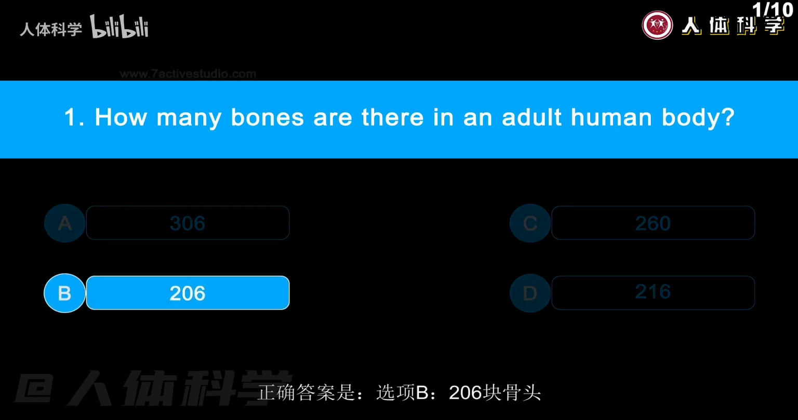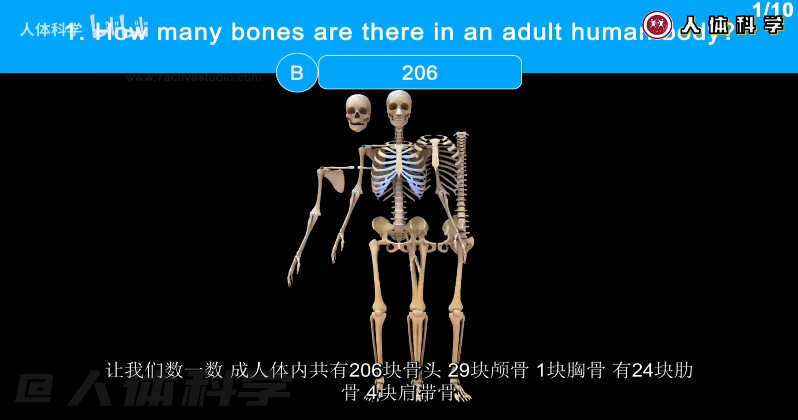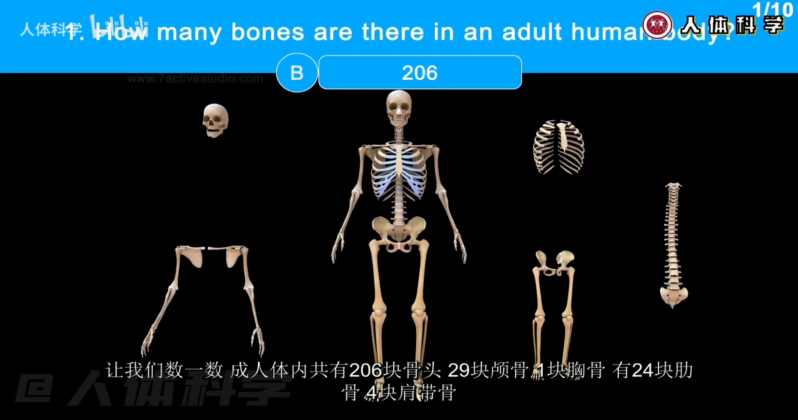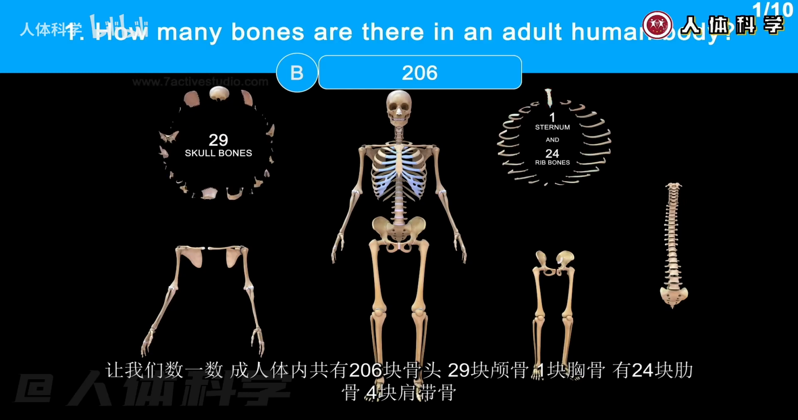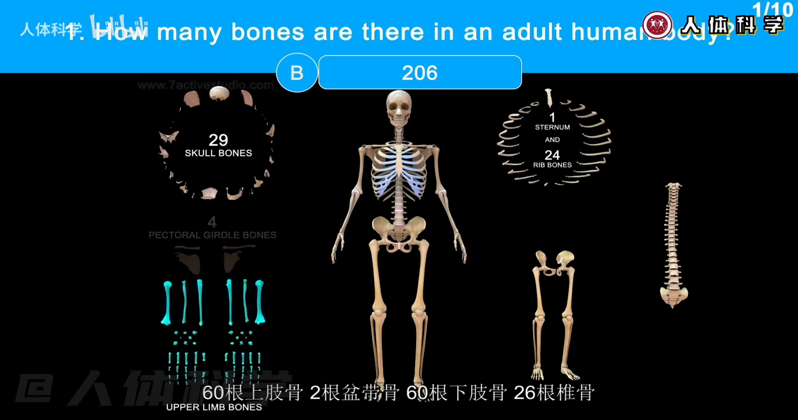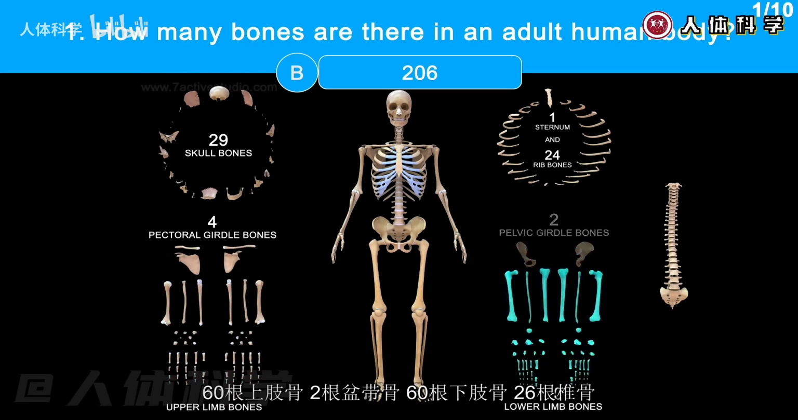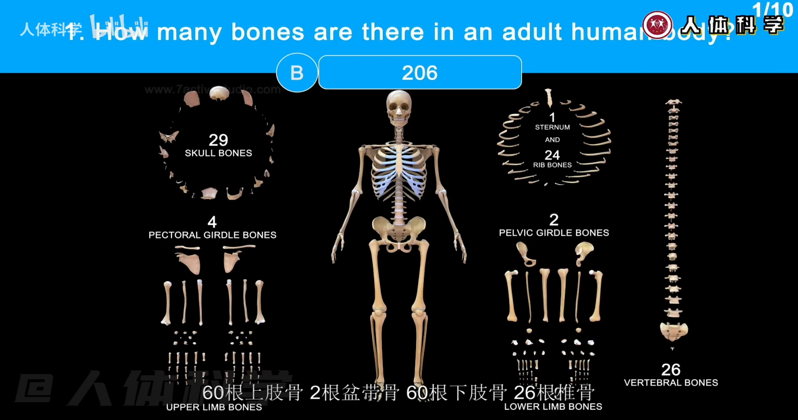And the correct answer is option B, 206 bones. Let's count them. There are a total of 206 bones in the adult human body. 29 skull bones, 1 sternum and 24 rib bones, 4 pectoral girdle bones, 60 upper limb bones, 2 pelvic girdle bones, 60 lower limb bones, 26 vertebral bones.